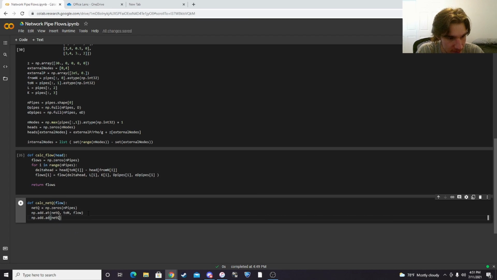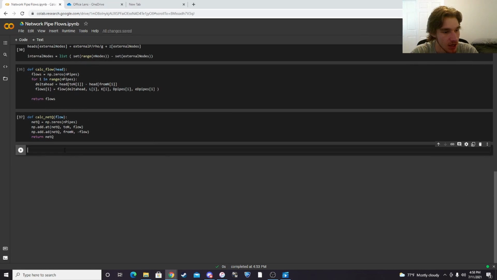And then it's the same thing. But this time we're going to be using the negative flow because it's from, I think. And then this is just returning netq.